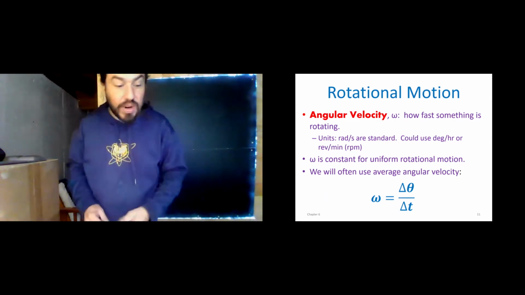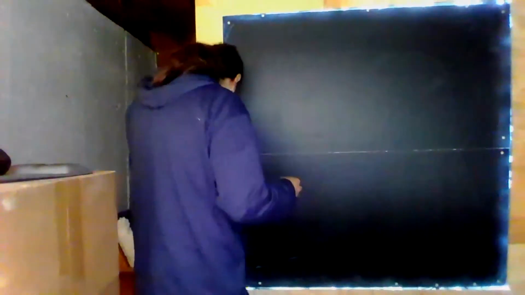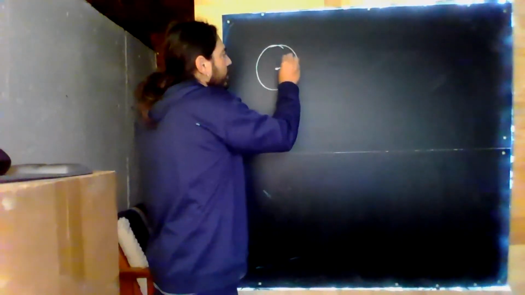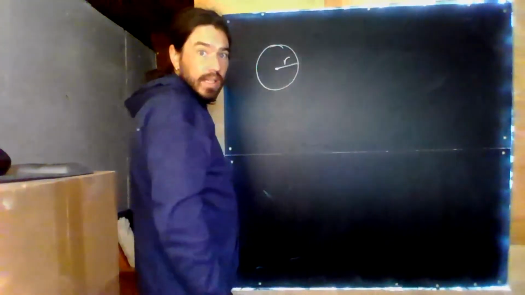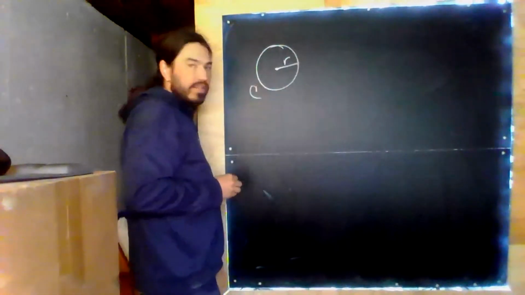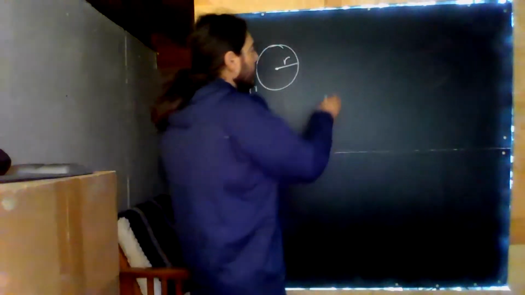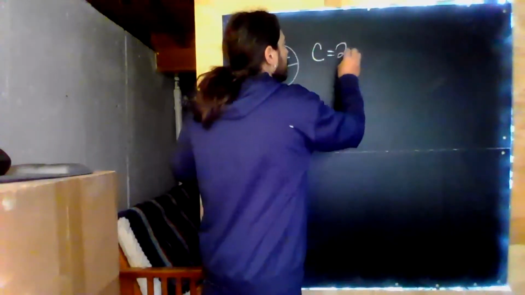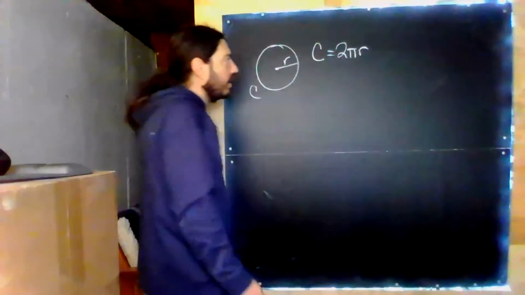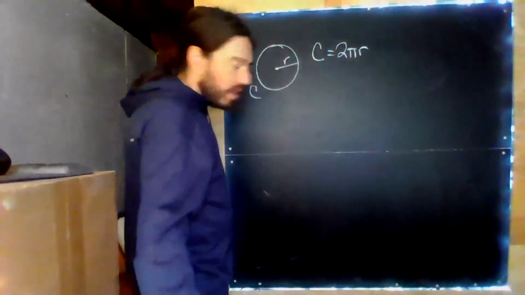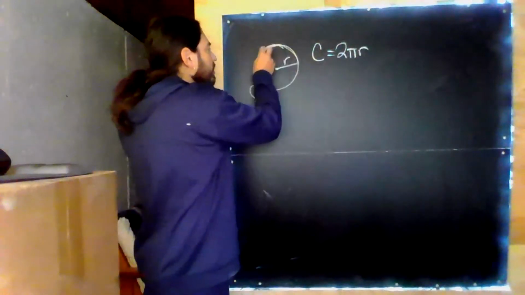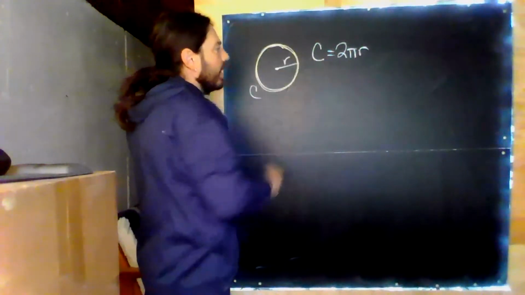And it comes from a well-known equation. If I have a circle and I know the radius, then how far is it around the outside of that circle? The circumference is 2 pi times the radius. So in this case, the circumference equals 2 pi r. Okay, great. So in other words, how far around the entire circle is it? Well, 2 pi times r.